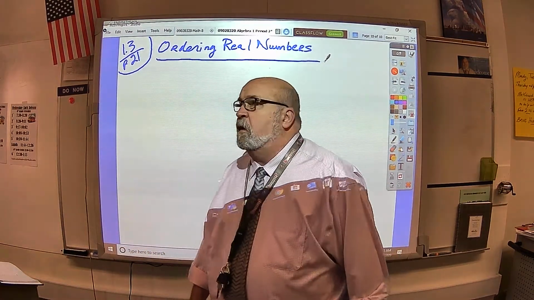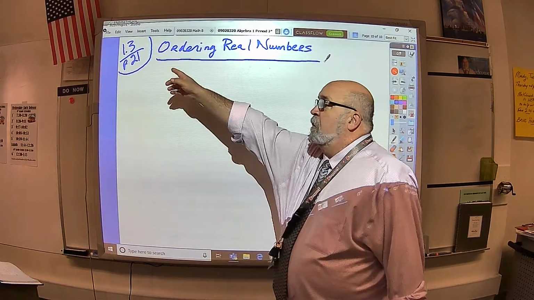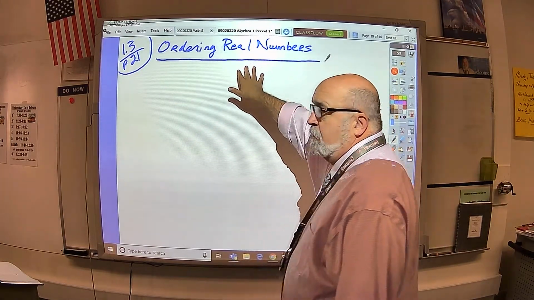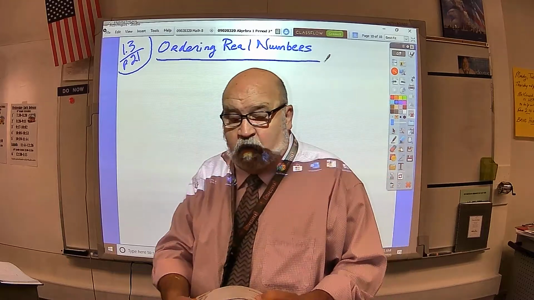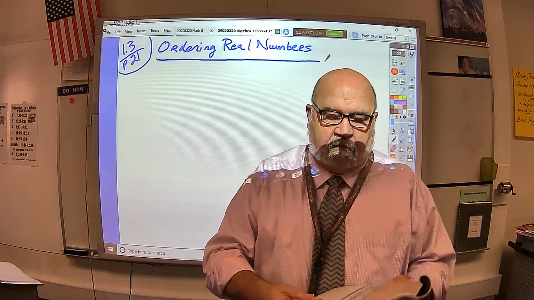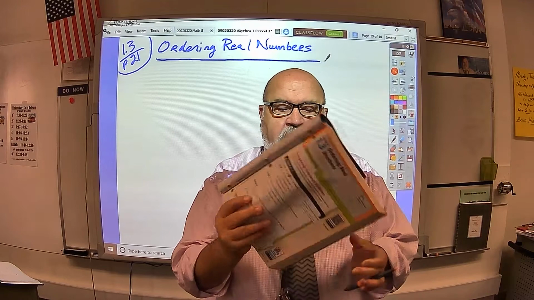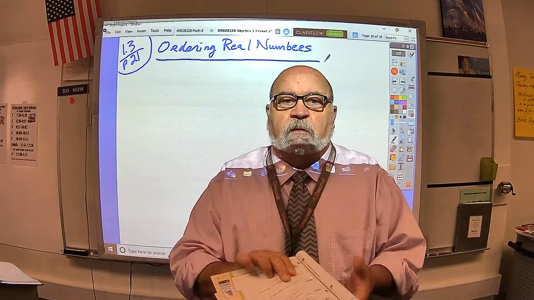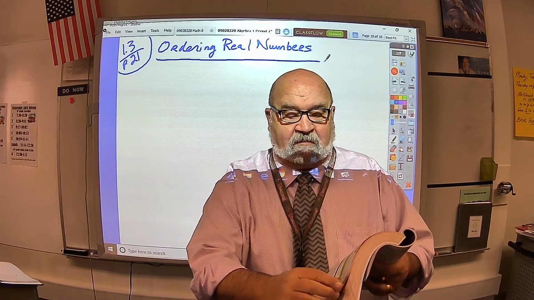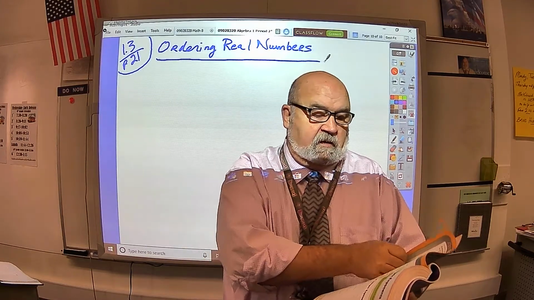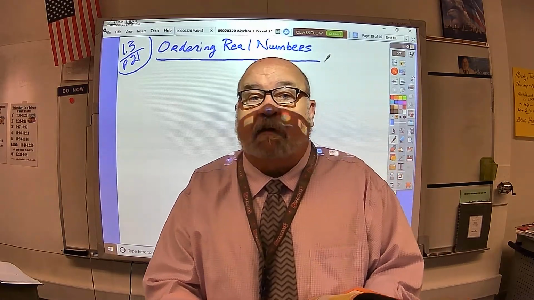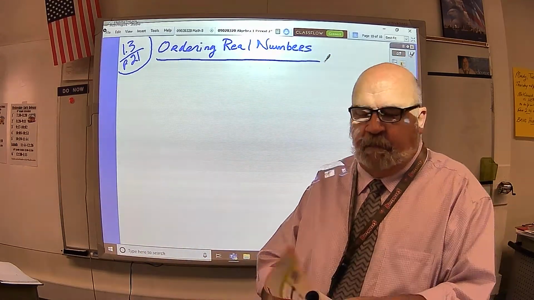Okay, so here we are once again. We're going to be on 1.3, page 21. We're going to be talking about ordering real numbers. One thing I want you to recognize here is that 1.3 is the last section of chapter 1, which would be module 1 in this case.